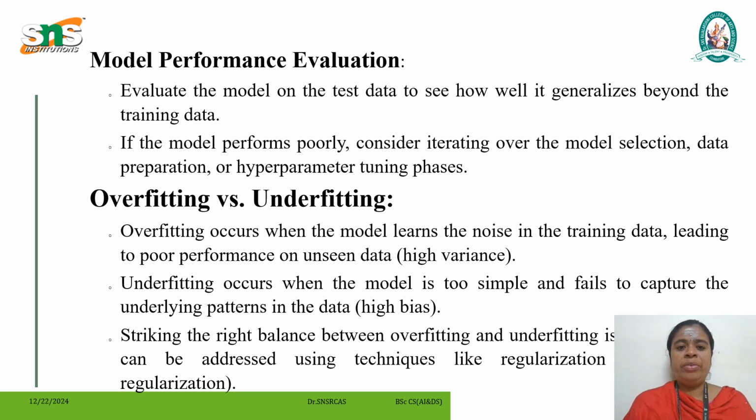Next one, overfitting versus underfitting. Overfitting occurs when the model learns the noise in the training data, leading to poor performance on unseen data. This is high variance. Underfitting occurs when the model is too simple and fails to capture the underlying pattern in the data. This is high bias. The goal is striking the right balance between overfitting and underfitting.